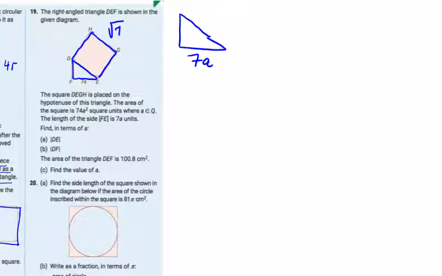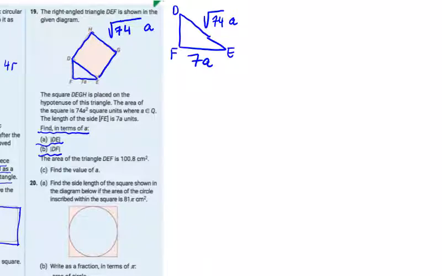Each side is the square root of 74A, because if we multiply that by itself, we get 74A squared, and that A is outside the square root symbol. Just move it inside. So find, in terms of A, DE and then DF. DE, this is DE here, the diagonal, D to E, and we have F. So the square root of 74 times A is DE.